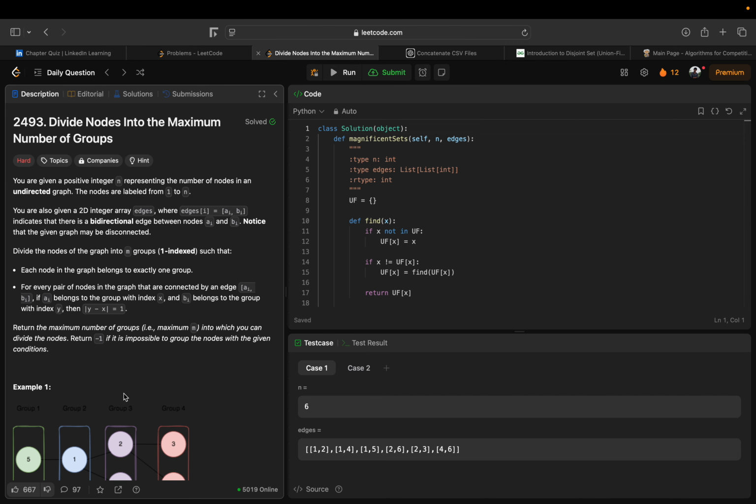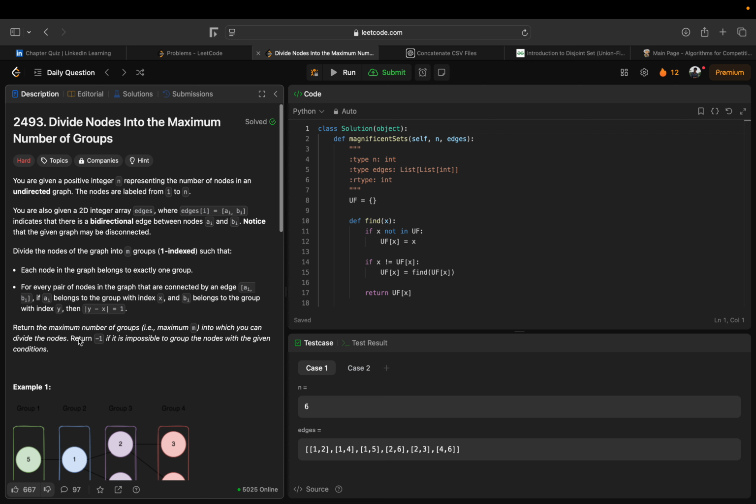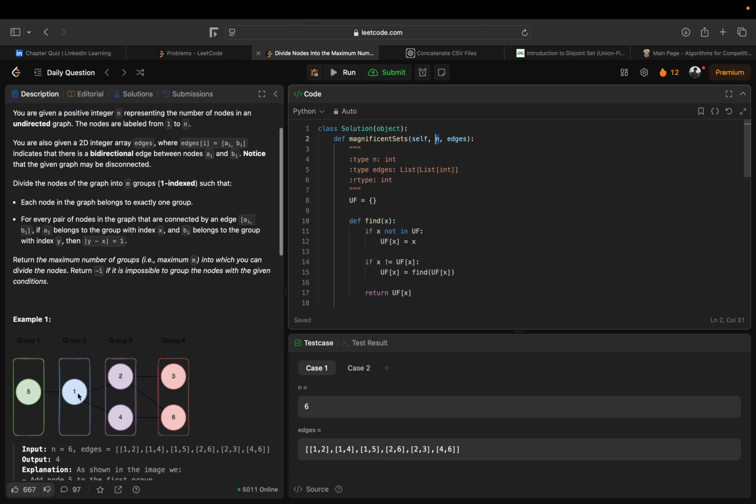So the problem is, we are given an undirected graph, right? And you are given a positive integer representing the number of nodes in the undirected graph. Nodes are labeled from 1 to n, so n means n number of nodes, and all nodes are labeled from 1 to n. And we are given an array edges. Edges means the connection between two nodes.